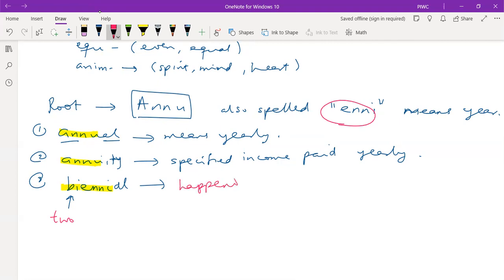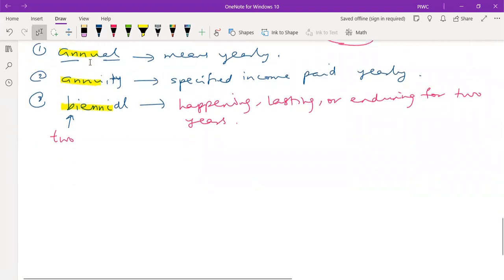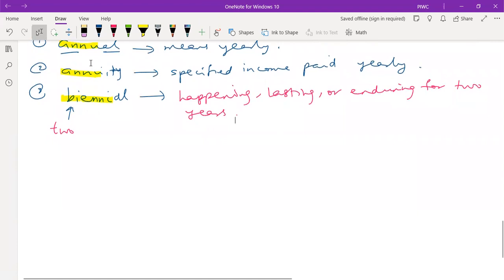The lasting of or enduring for 2 years. So, happening or lasting or enduring for 2 years. Okay. So biennial, every 2 years. So hopefully you get the idea of what we're talking about.